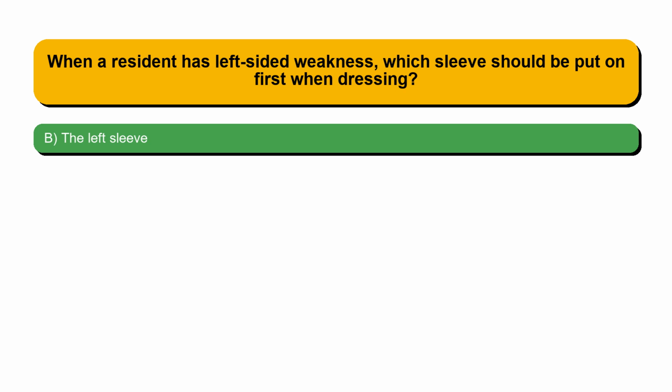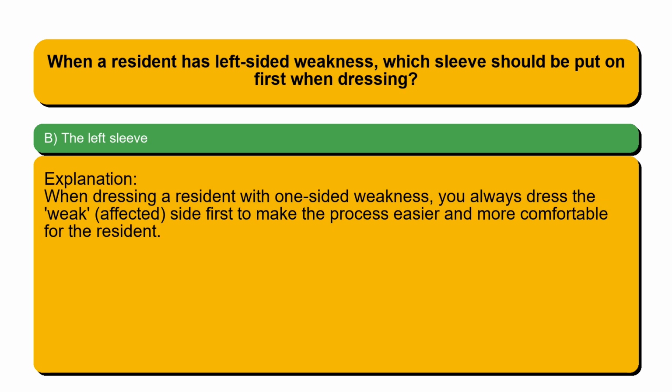The left sleeve. When dressing a resident with one-sided weakness, you always dress the weak affected side first to make the process easier and more comfortable for the resident.